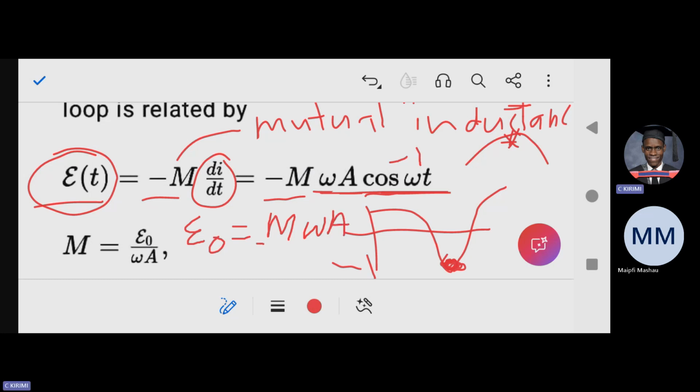Then you make M, the mutual inductance, the subject of the formula. We are dividing both sides by omega A. So we arrive here. This is the mutual inductance in terms of the amplitude A. In your answer, they want to see this amplitude A. They don't want to see you replacing the values, just in terms of the amplitude. Any question?